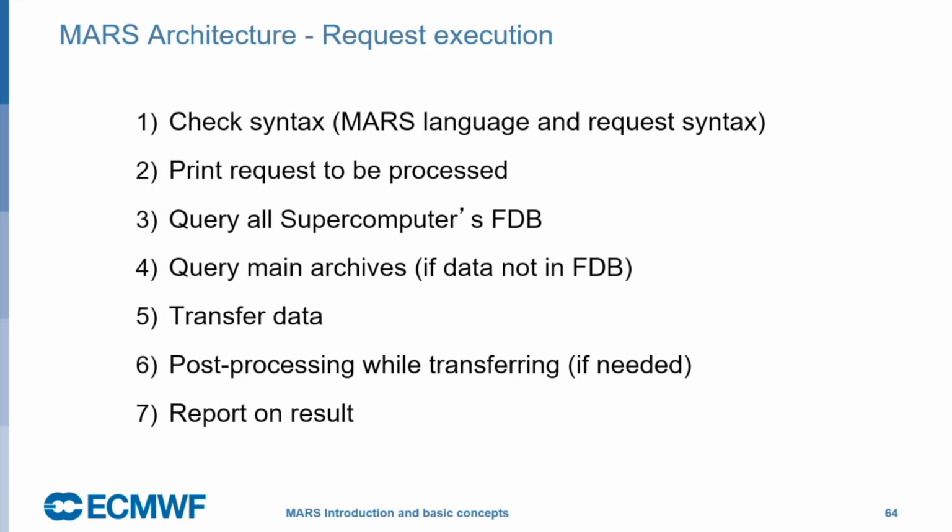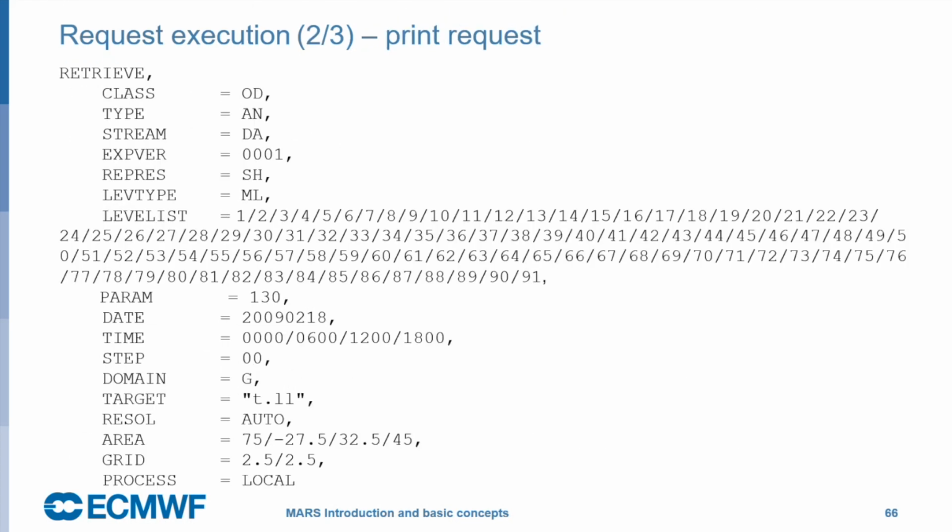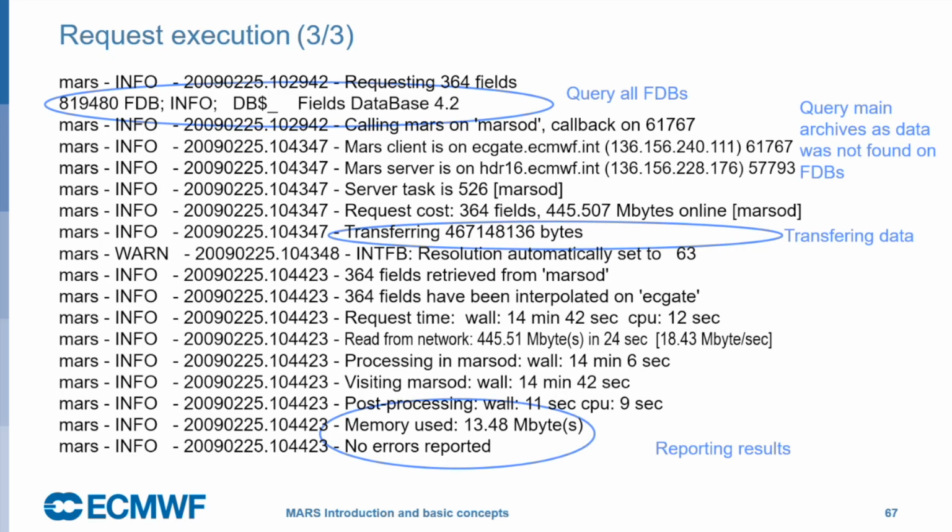So when you submit a request, there is first a syntax check, and then maybe we can see the request. So first we have the syntax check, and then your request is printed. This is all in the output of your request. And then you see these messages. So first Mars will query FDBs, and then it will query MARS.